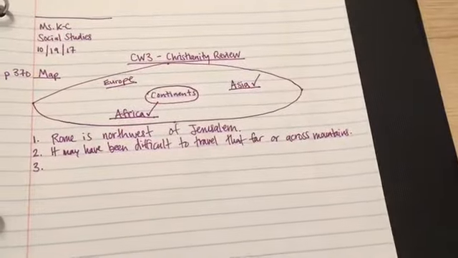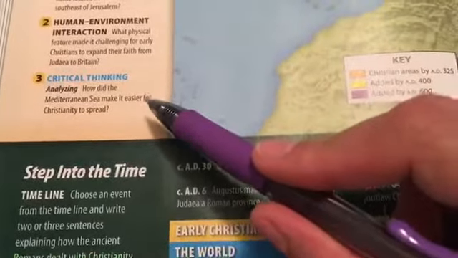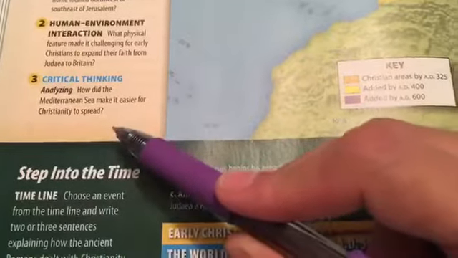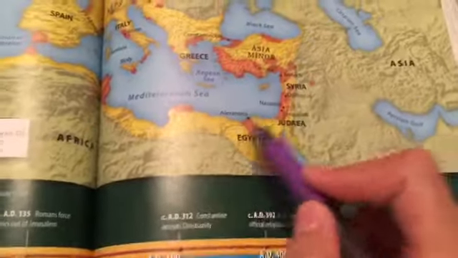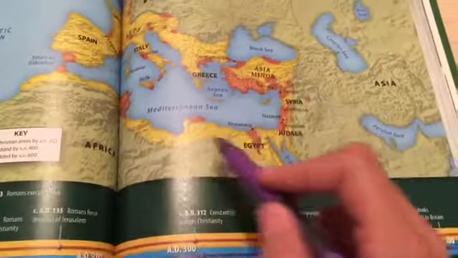For number 3, critical thinking, it says, how did the Mediterranean Sea make it easier for Christianity to spread? Well, we were looking at this before for the other question. It seems like they were able to spread all around the edges along the coast of the Mediterranean Sea.